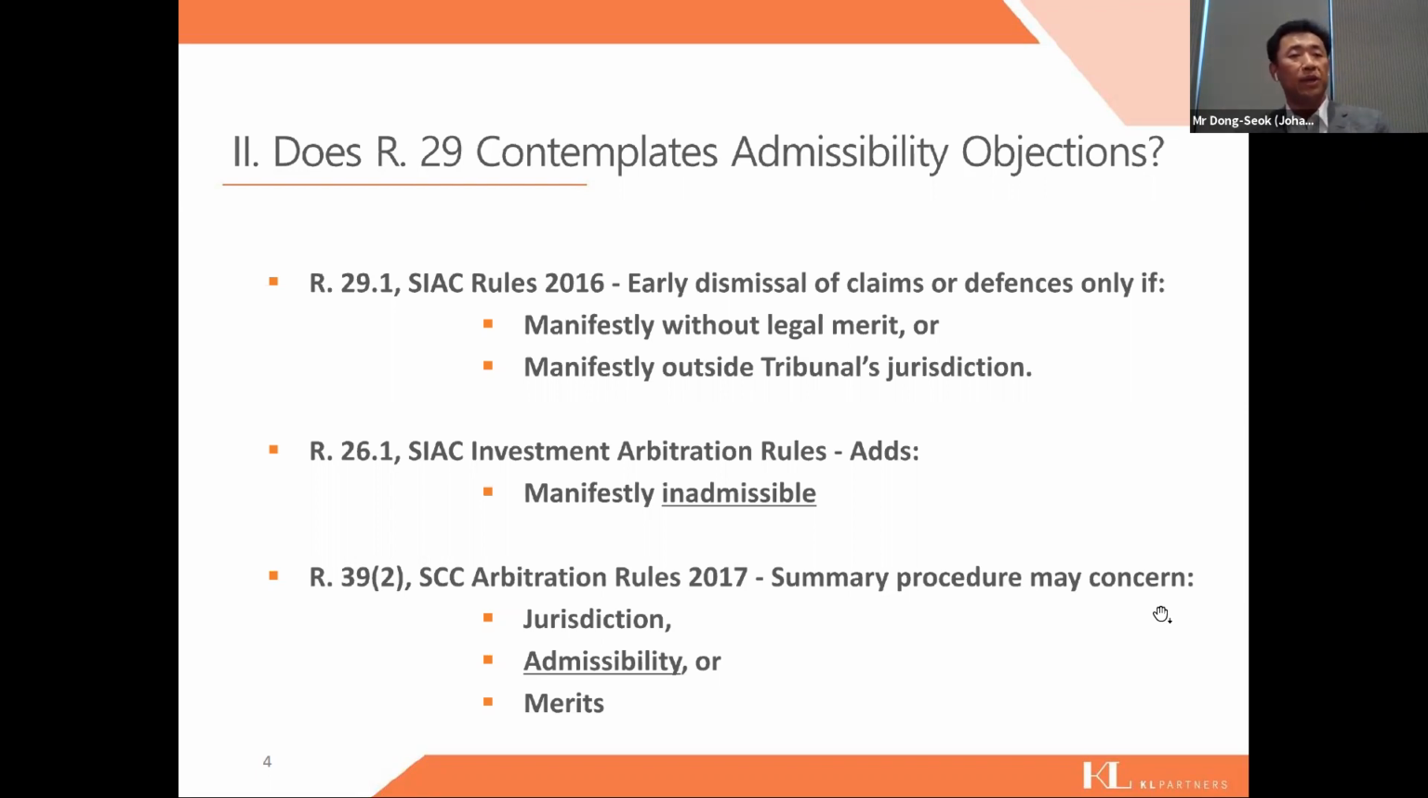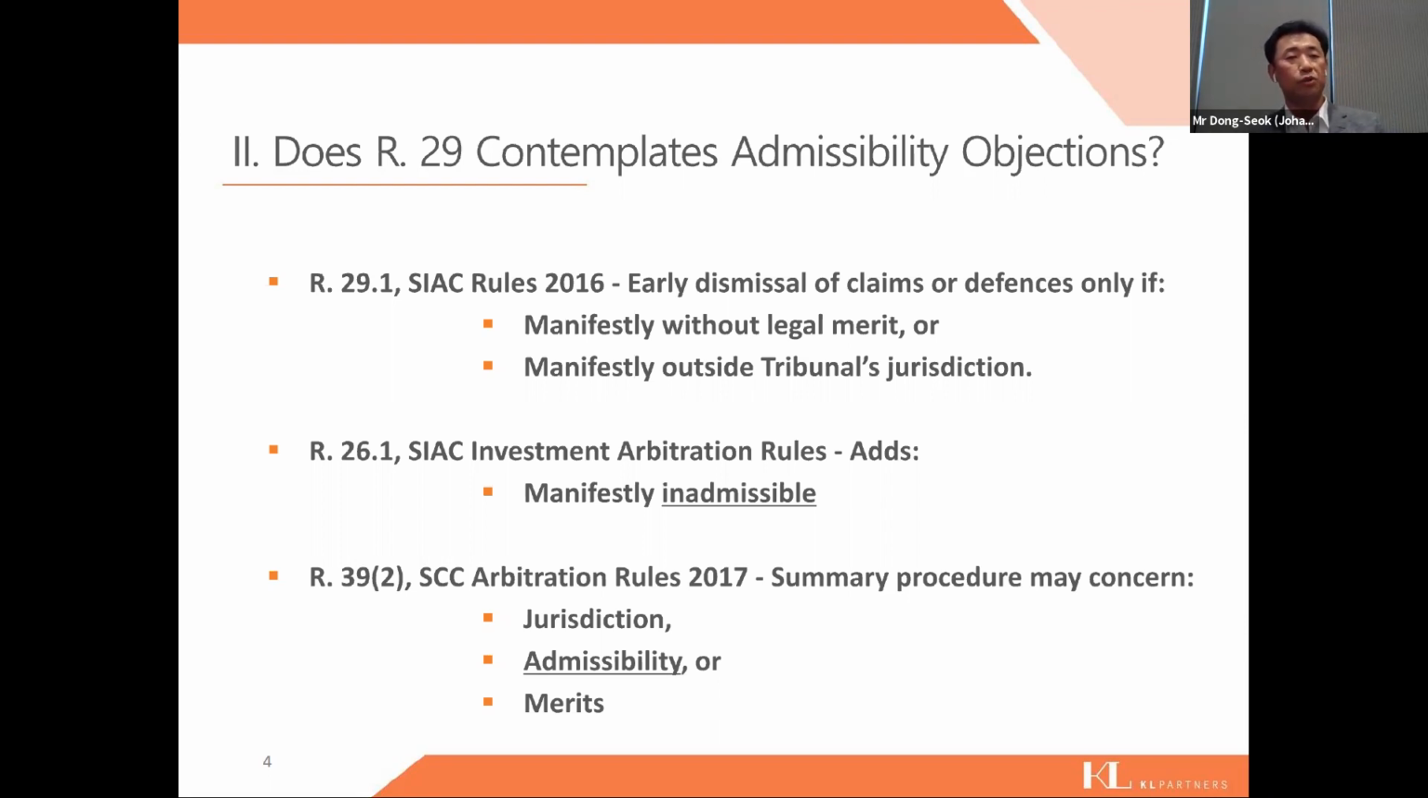So this brings me to my last point. The owner in the hypothetical that I started my presentation with has virtually three options through which to raise the contractor's non-compliance with the DB procedure. The first one is to address it as a jurisdictional objection and go under Rule 28 of the SIAC rules. But there could be reasons why the owner would not do that, including having run out of time under the time limit imposed under Rule 28, within which to raise a jurisdictional objection.